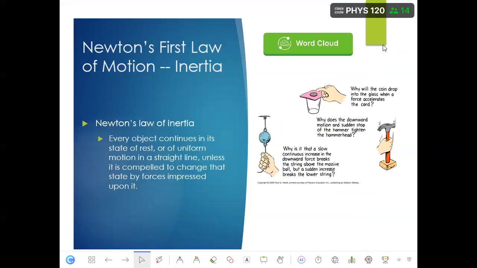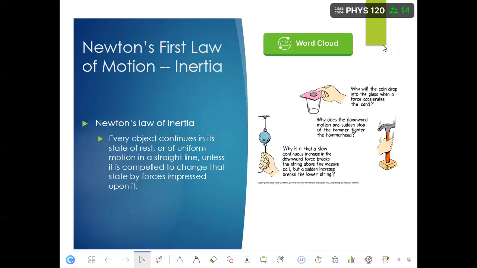But we said that in Newton's first law, if the object is moving with constant velocity, it moves with constant velocity. So again, anytime the object moves with constant velocity, it means that no force is exerted. If there are forces exerted, these forces cancel each other.